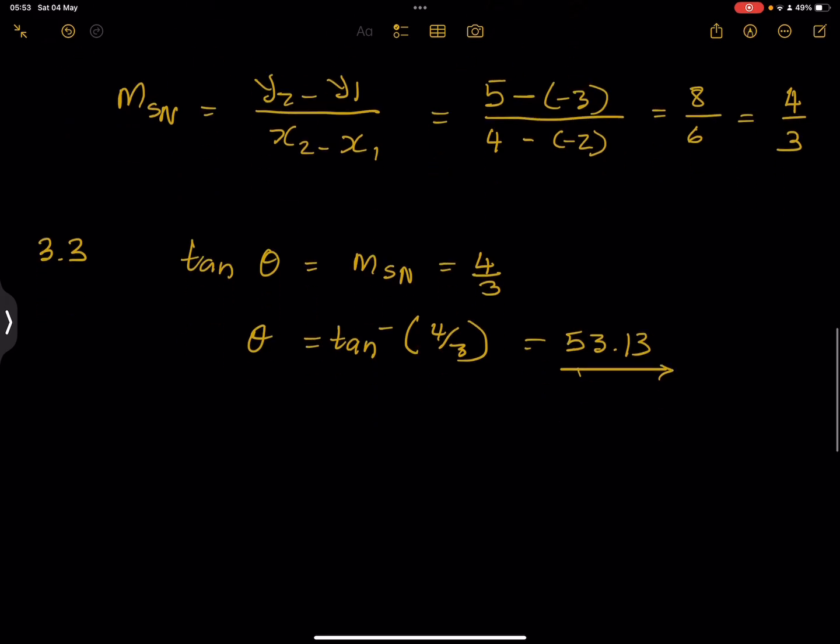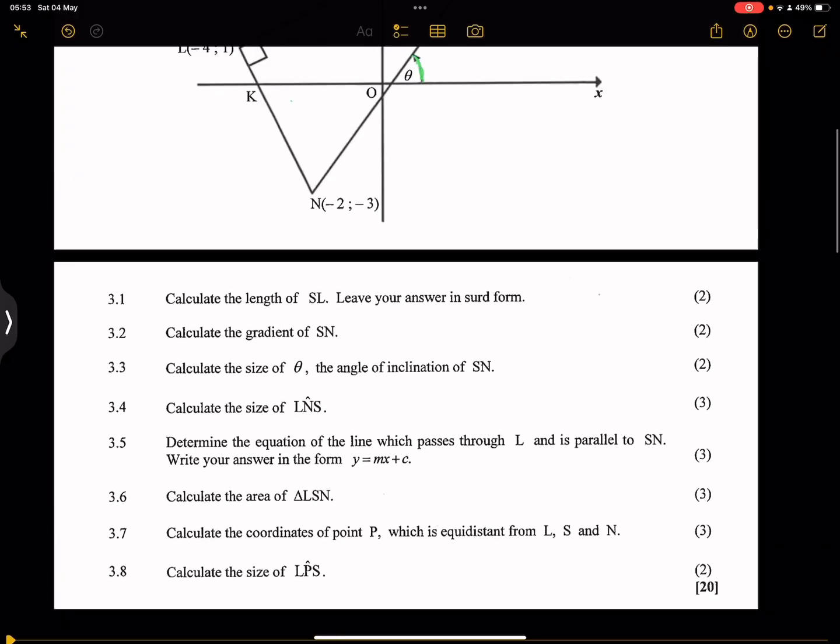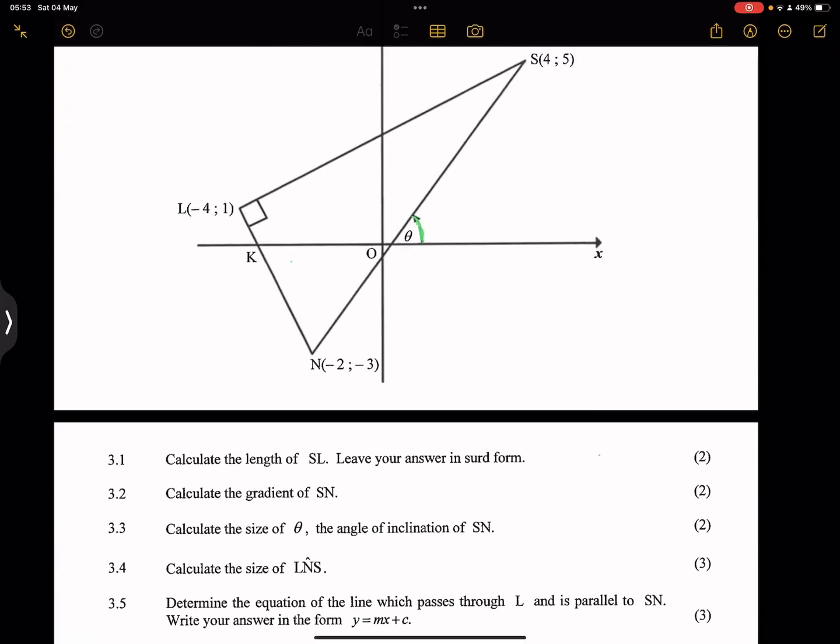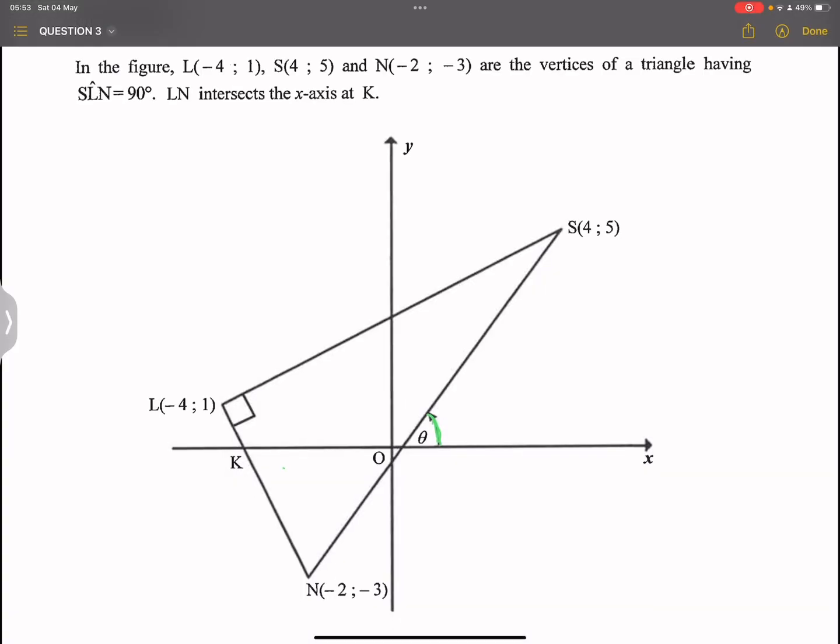All right, now let's go to the next question, 3.4. For 3.4, they want us to calculate the size of angle LSN. If we go to our diagram, angle LSN is this angle over here. Well, we can do it this way, ladies and gents. If we look into this triangle over here, LSN is this angle over here.